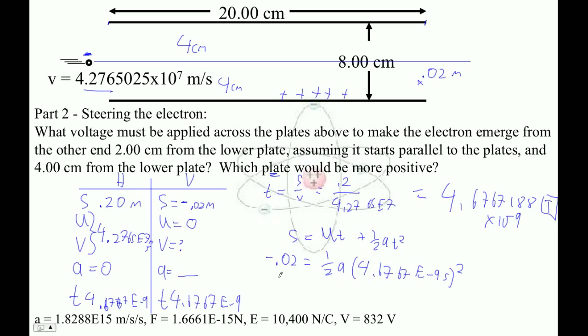To do this, I'm going to go 0.02 times 2 to get rid of that 1/2, divided by t squared, right? And I get the acceleration is 1.82888 times 10 to the 15th meters per second squared. We can ignore gravity because gravity is only going to add 9.81 to that. That's well beyond our ability to discern.